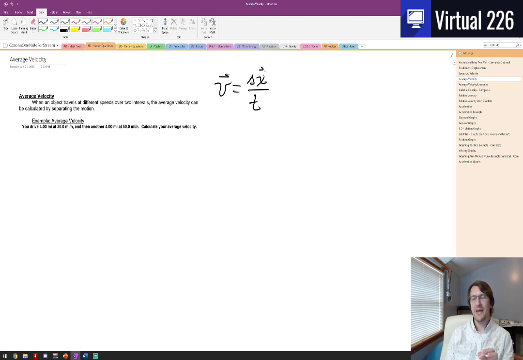mentioned previously, this doesn't tell you how you covered this displacement. It doesn't tell you if you kept it at a constant velocity throughout, or if you started really slow and then sped up, or if you were moving very fast and then slowed down because you got tired. Okay? It just tells you you covered some displacement in some amount of time. This is your velocity. This is your speed with a direction.